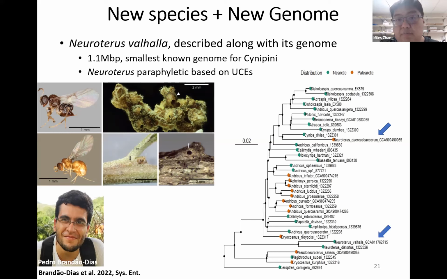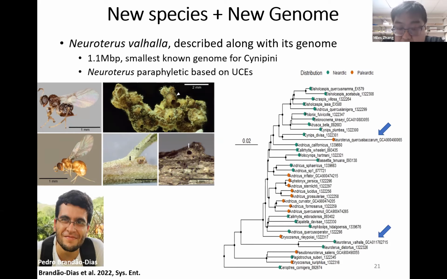But because we have a whole genome, we can play around with it. I was able to extract UCE loci from this genome, and then we added it to Bonnie's phylogeny. And here, again, we show that this genus, Neuroterus, like many other cynipid genera, is paraphyletic. On top, you have Neuroterus quercus baccharum, a Palearctic species. It's way up there on the tree, whereas Neuroterus valhalla, this new species that we described, along with another Nearctic species, Neuroterus distortus, are quite distantly related to the other ones.